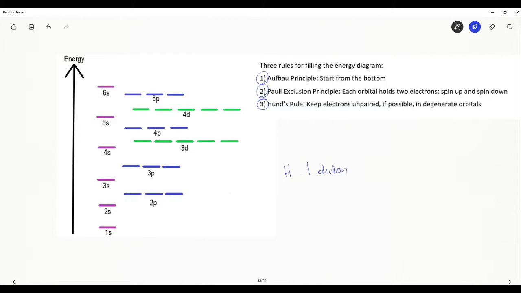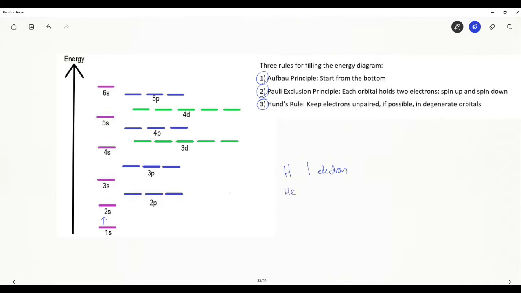We need to start at the bottom. So I'm going to start in the 1s orbital. I'm going to make that electron spin up. I just always start with the spin up arrow. And we have obeyed all 3 of these rules. We have not put more than 2 electrons in an orbital, and this electron is unpaired. So hydrogen's 1 electron is going to be found in the 1s orbital.